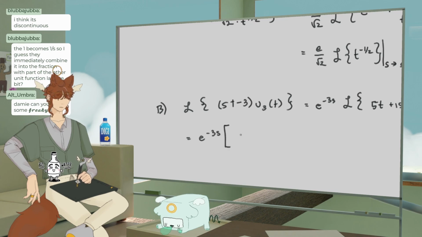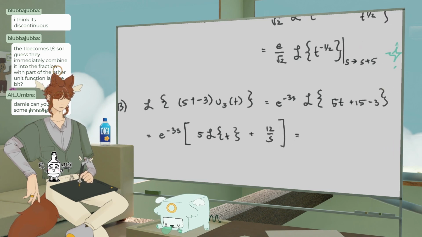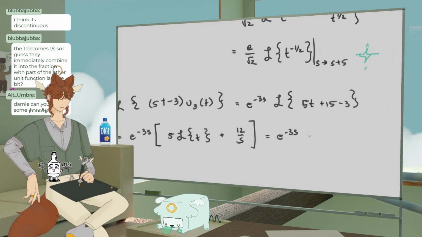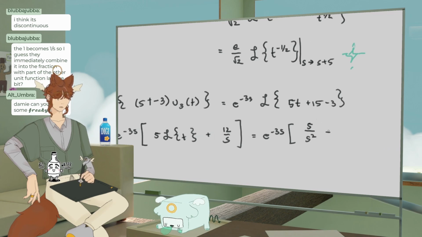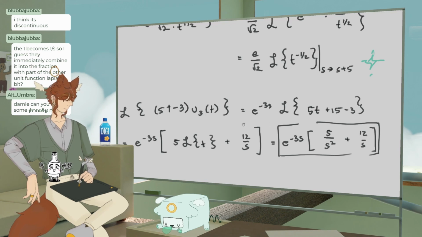3s times 5 Laplace of t. Whoops. There we go. The brackets were winning. Plus, what is that, 12? I'm gonna do 12 over s. s times 5 over s squared. Is that right? Yep. Plus 12 over s. Nice. I think that was exactly what we came to before.